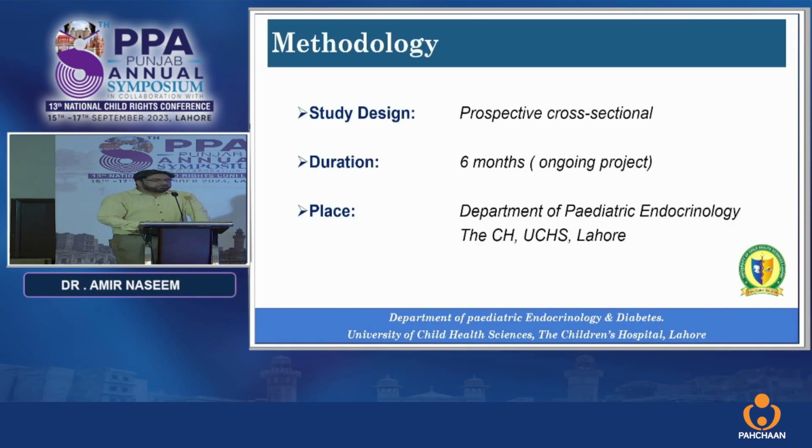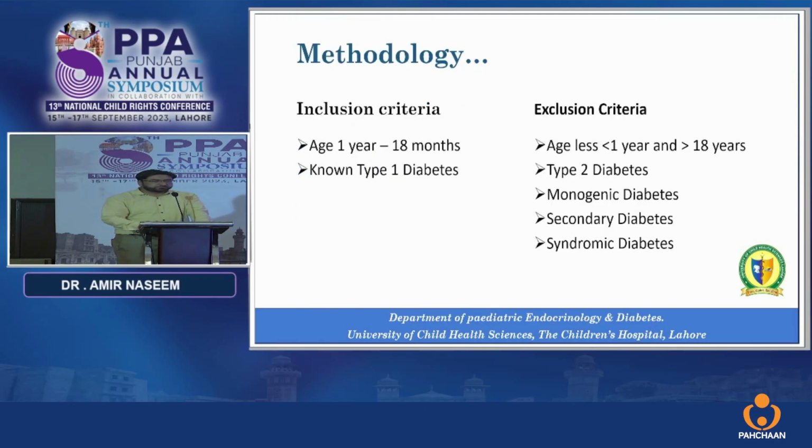The methodology is a prospective cross-sectional study of 6-month duration, and it is an ongoing project, conducted in the Department of Pediatric Endocrinology, the Children's Hospital, Lahore. The inclusion criteria for the patients are children aged 1 to 18 years, and those having type 1 diabetes mellitus would be included in the study.